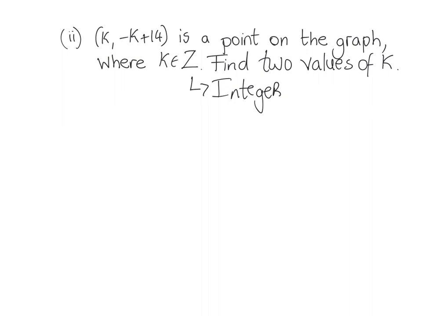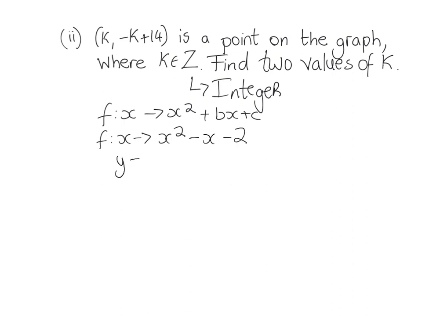So the first thing we do, and we don't start freaking out, is we go back and have a look to see what the equation is. And we have f of x was x squared plus bx plus c. Now in the first part we figured out what b and c was, and we got x squared minus x minus 2. So again, I'm going to rewrite this as y is equal to x squared minus x minus 2. Now here we have k and minus k plus 14. So the k is our x and the minus k plus 14 is our y.